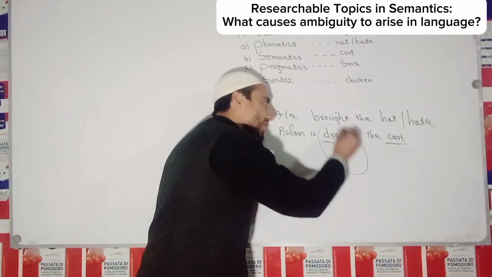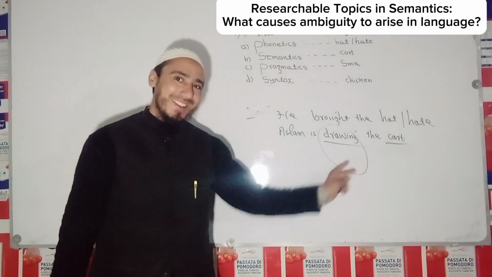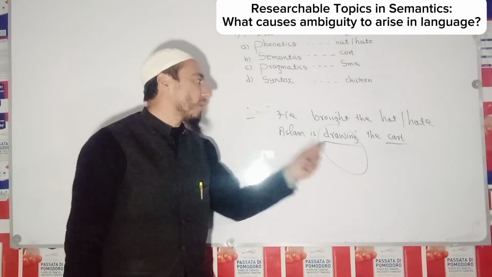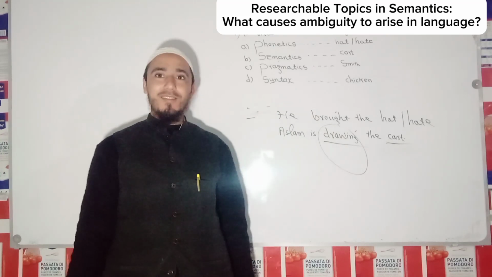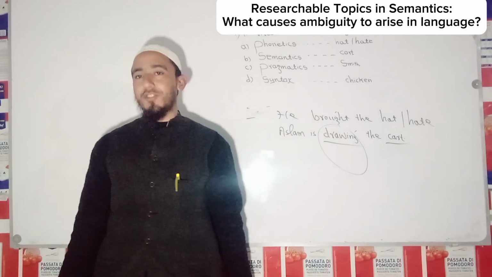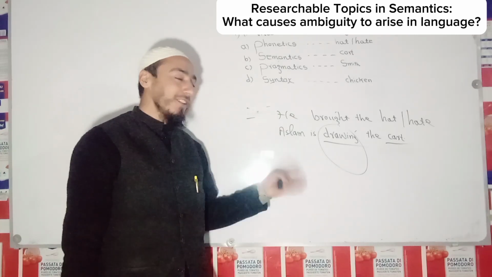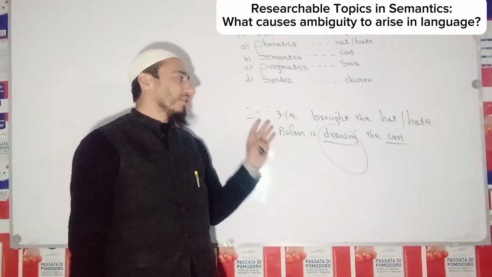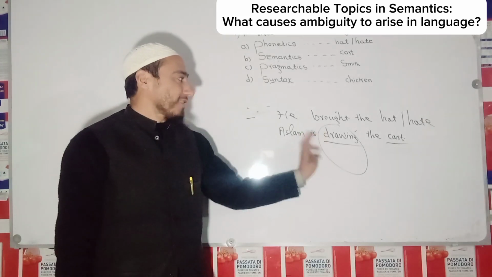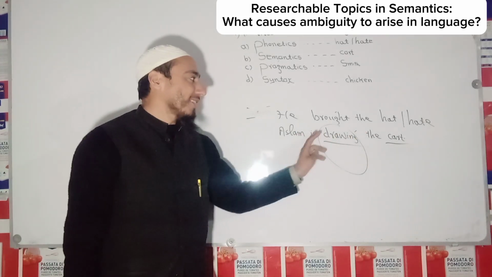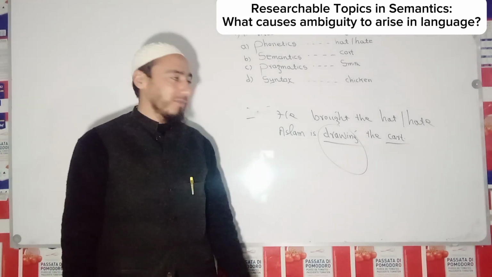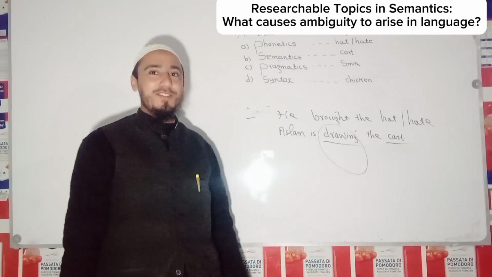However, ambiguity here is related to lexical ambiguity, because the ambiguity is only with this one word. However, the sentence has two interpretations. What is the first interpretation of the sentence? The first interpretation is that Aslam is drawing the cart, meaning that Aslam is drawing the picture of the cart. Okay, this is one interpretation.